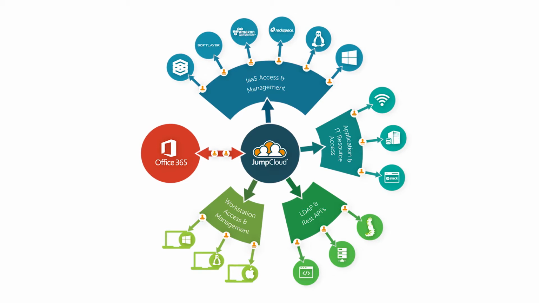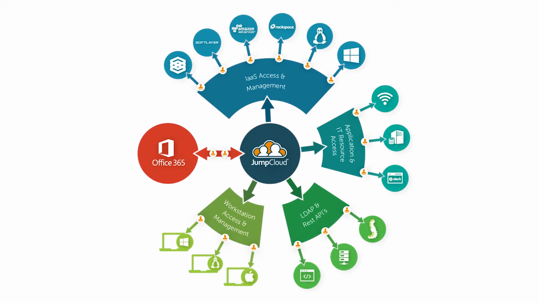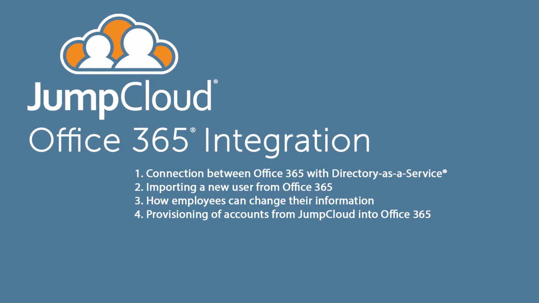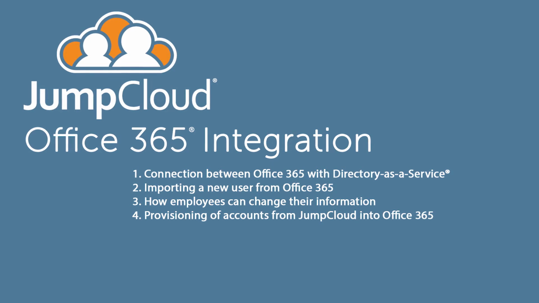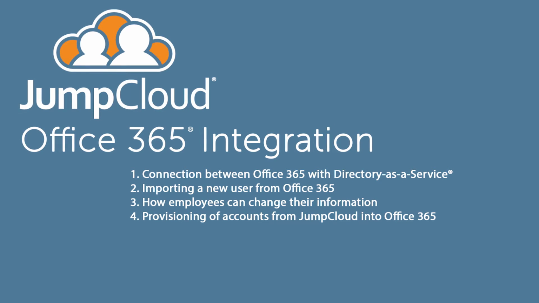Today I'm going to be talking to you about our Office 365 directory integration. To begin, I'm going to show you the connection of Office 365 with JumpCloud's Directory-as-a-Service. Then, I'm going to show you the importation of a user from Office 365, followed by how employees can change their information from JumpCloud and have that provisioned out to Office 365. And finally, I'm going to show you the provisioning of accounts from JumpCloud into Office 365.